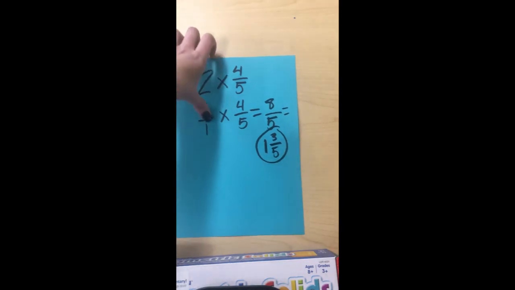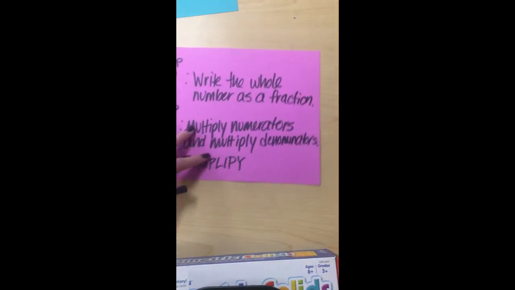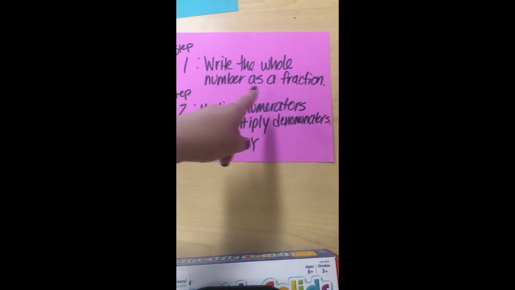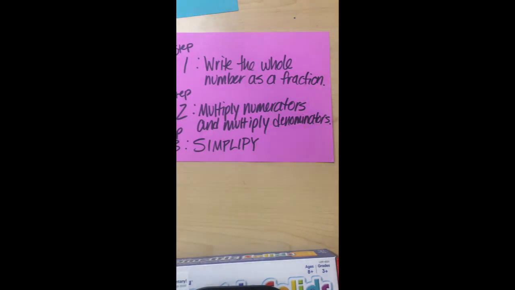So the key for this lesson is to write the whole number as a fraction, multiply the numerators, multiply the denominators, and simplify or change it back into a mixed number.